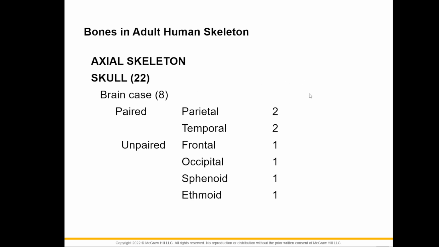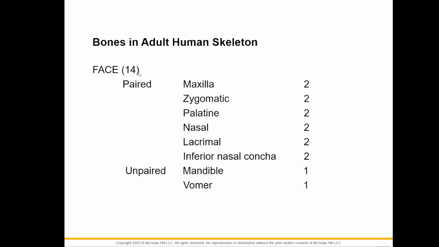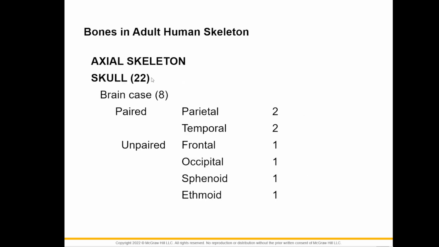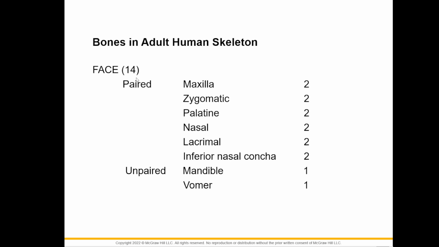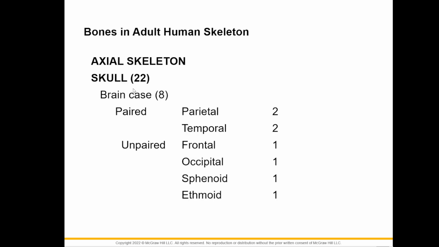Let's first count the different bones that we have. First, let's talk about the axial skeleton. Our skull has a total of 22 bones, and the skull is composed of the brain case and the facial bones. So 8 bones in the brain case or in the head itself, plus 14 bones in the face, for a total of 22 bones in the skull.